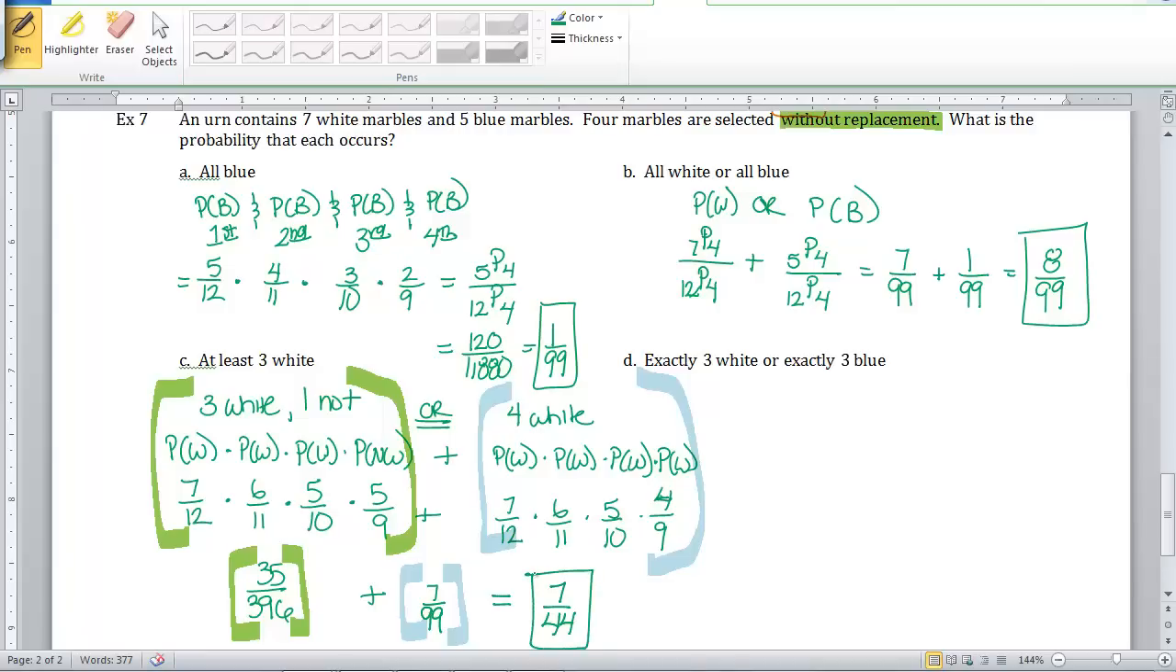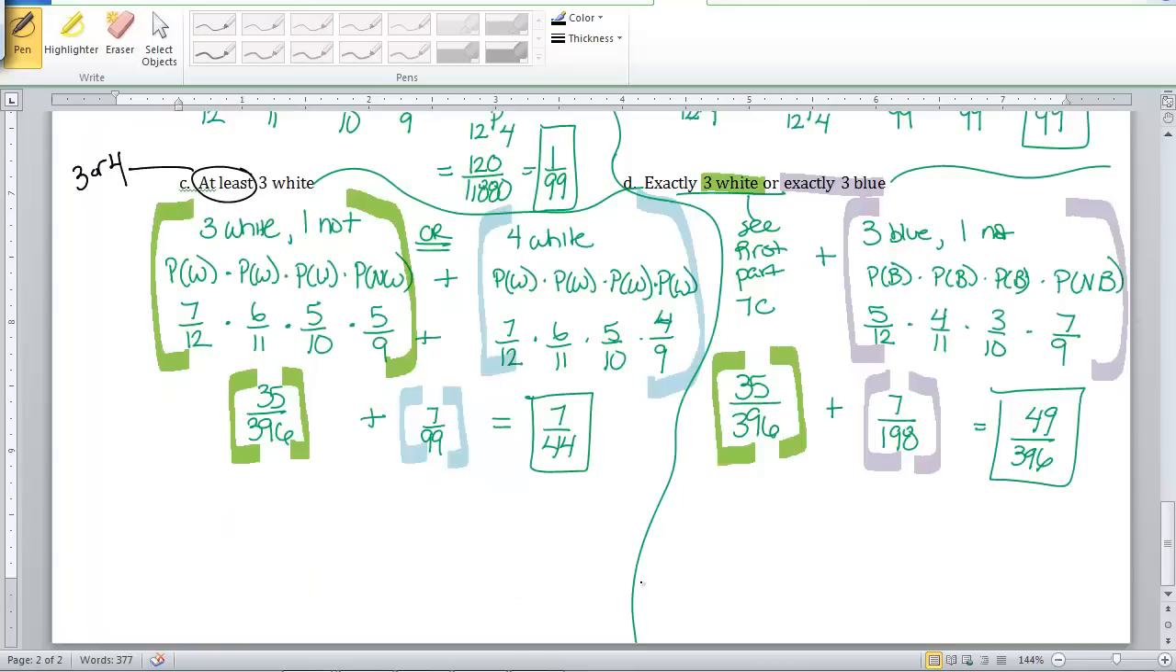Please now pause the video and do part D. So in example D, to find exactly 3 white, we would do just as we did in part C and get 35 over 396. But for exactly 3 blue, you need the probability of blue each time and then a not blue. So 5 over 12, 4 over 11, 3 over 10, and then there's 7 that are not blue, but there's only 9 total at the point of drawing the 4th. That calculates to 7 over 198. Adding these two probabilities together, we get our answer of 49 over 396. Please now complete the assignment for day 6.